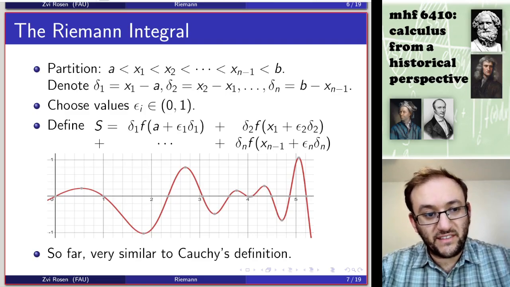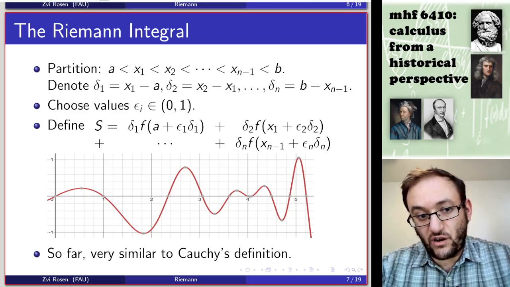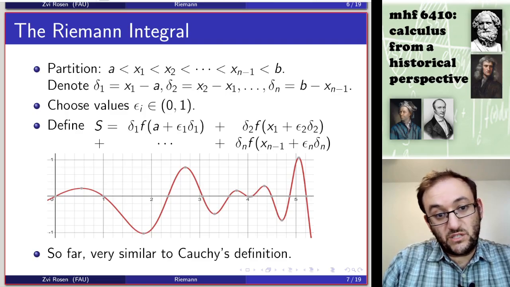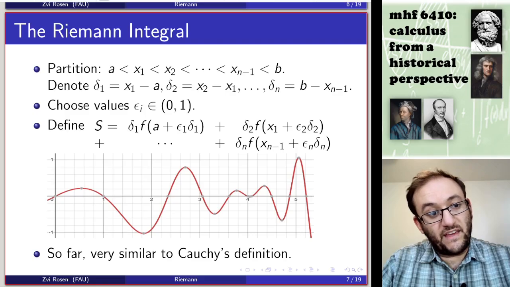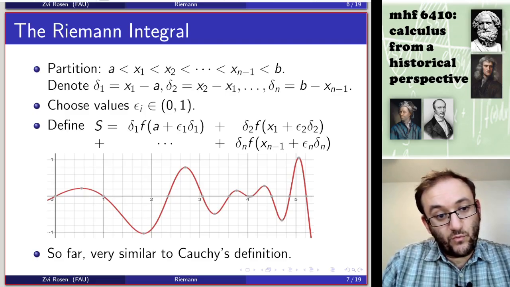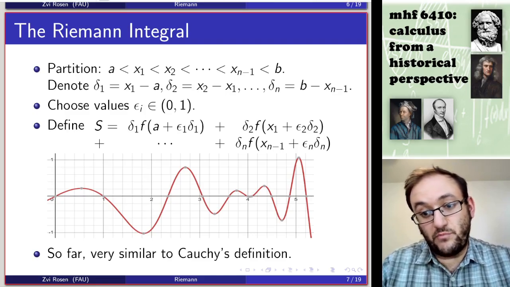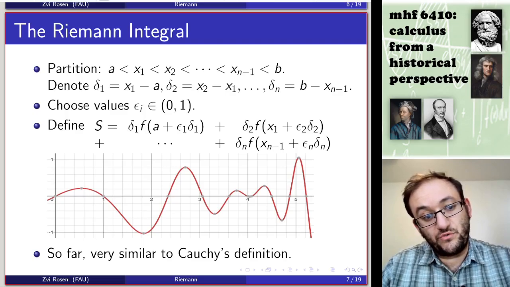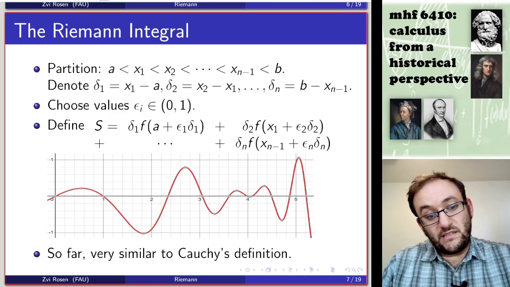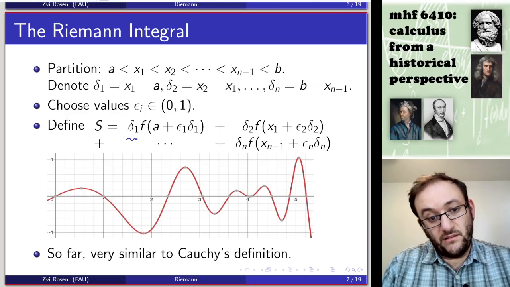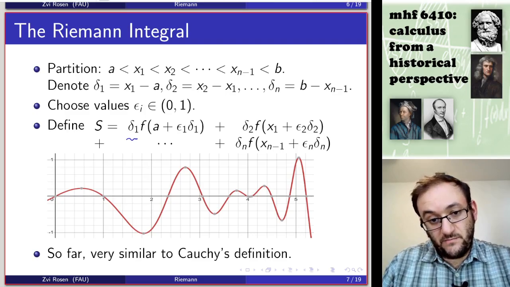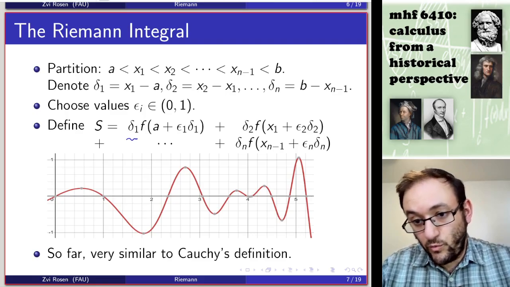So Riemann defined the integral this way. We start with a partition of our interval. So if we're taking the integral from a to b, we need a sequence of points between a and b. And then we're going to name delta i the difference between x_i and the previous point in the partition. Okay, then we're going to choose values epsilon i in the interval 0 to 1, and we're going to define S equals delta 1, so this length, times f of (a plus epsilon 1 delta 1), plus etc. Okay, similarly, always multiplying the width of that interval.